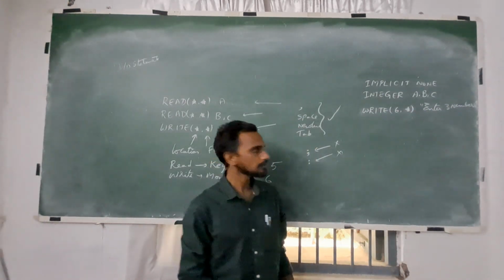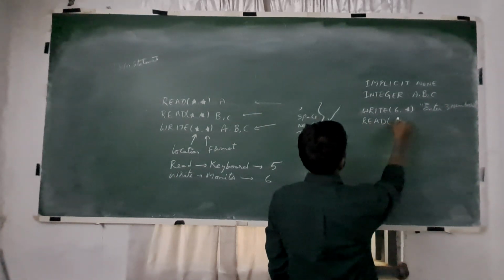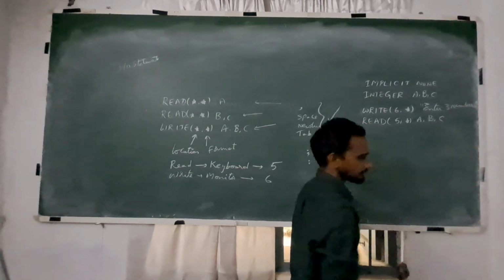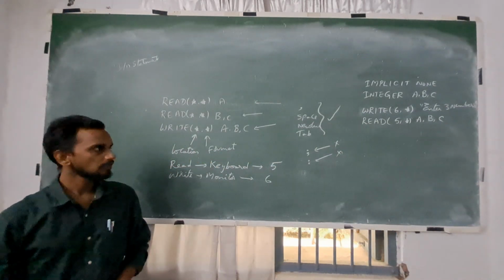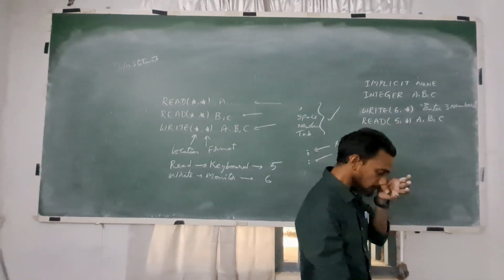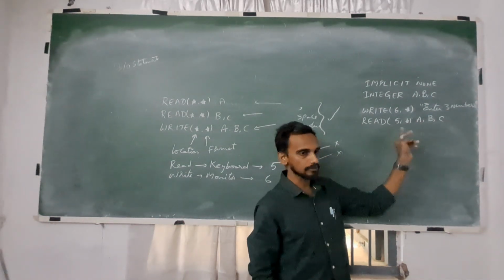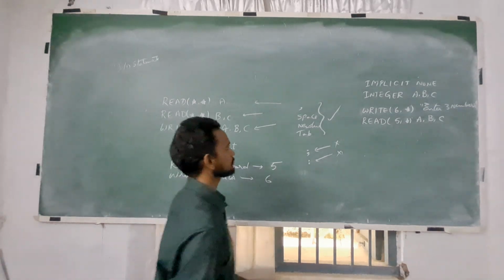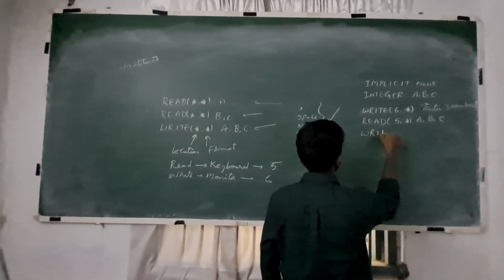Then the read statement, read 5 comma star, A comma B comma C. So the write statement output comes onto the monitor, enter 3 numbers. Then it reads A, B, C from the keyboard. Then it will write again onto the monitor.